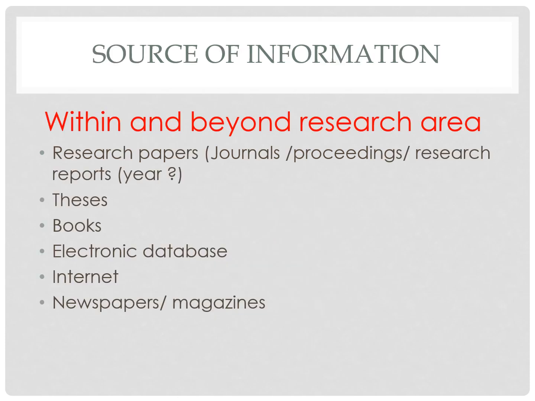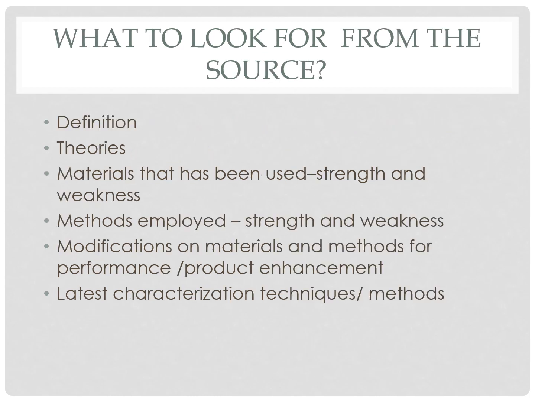So where to get substance for your literature review? You can get it from journals, theses, books, electronic database, internet, newspapers, or magazines. And what should you look for from the source? The definition of your research area, the theories behind it, what are the materials and methods that have been used in your research area, what are their strength and weakness. If it involves modification, determine the depth and the outcome of each modification, and check on the latest characterization technique or method.